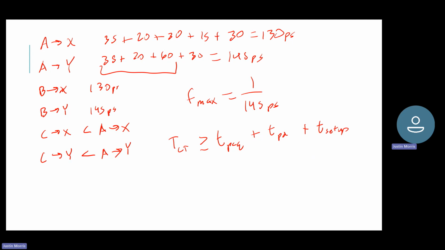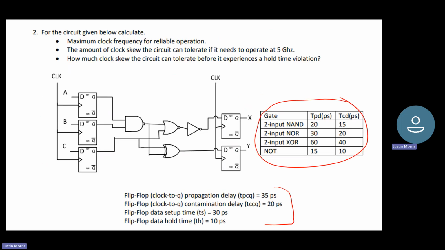Okay, so the next question is, what is the amount of clock skew the circuit can tolerate if it needs to operate at 5 gigahertz? So the first question is, what is the cycle time of a clock of 5 gigahertz? Well, it's 1 over the frequency. So it's 1 over 5 times 10 to the 9. This comes out to 200 picoseconds.